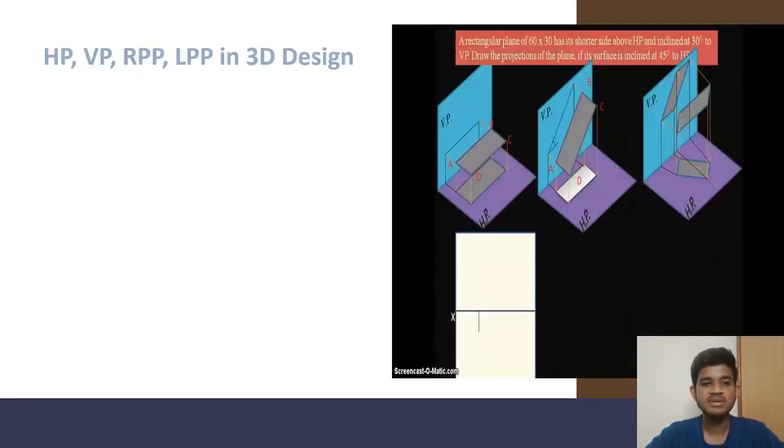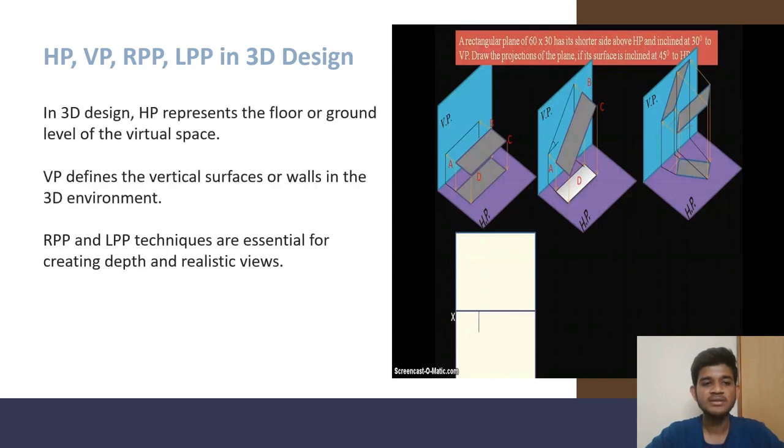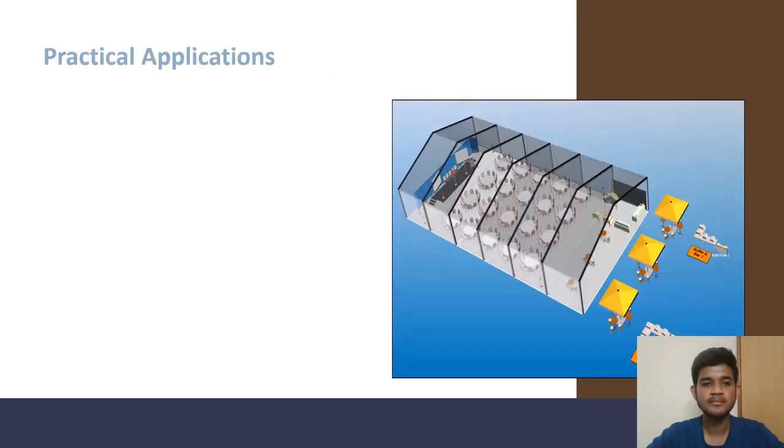Now let us see the HP, VP, RPP and LPP in 3D dimension. In 3D design, HP represents the floor or ground level of the virtual space. VP defines the vertical surface or walls in the 3D environment. RPP and LPP techniques are essential for creating depth and realistic views.